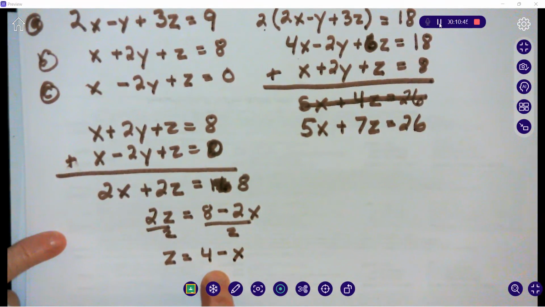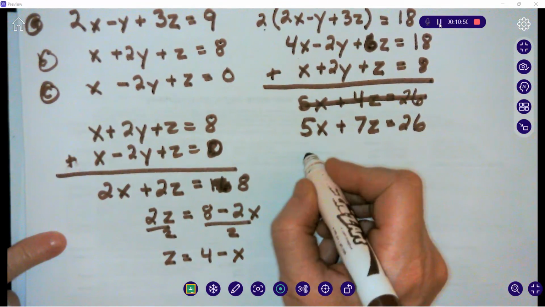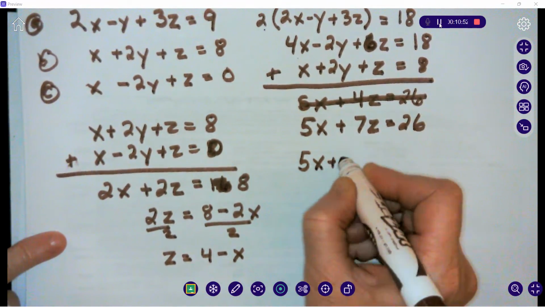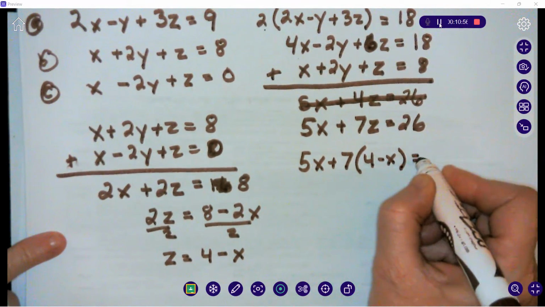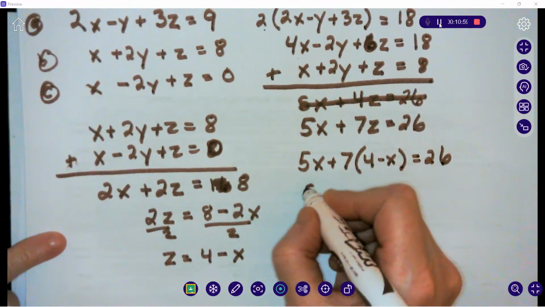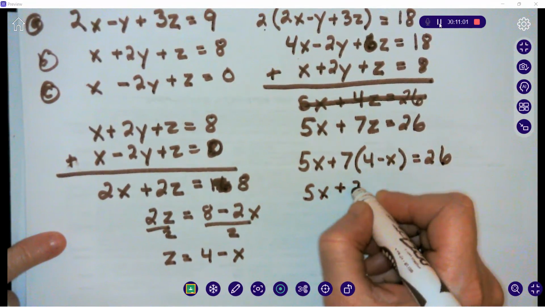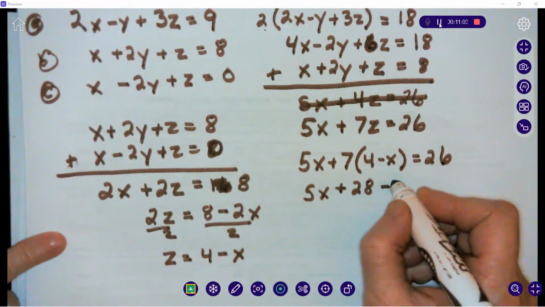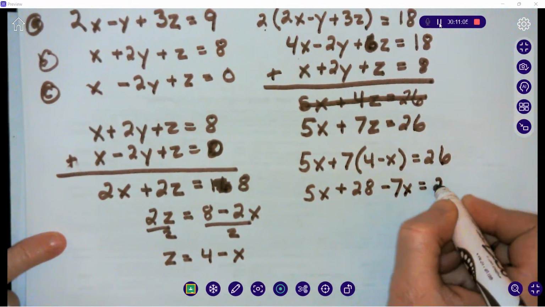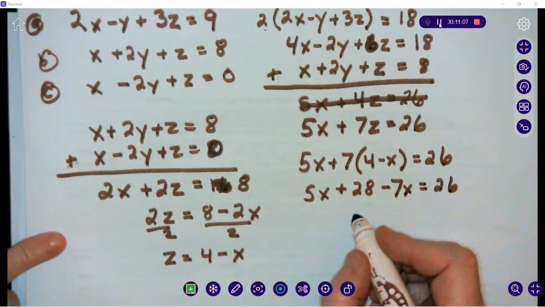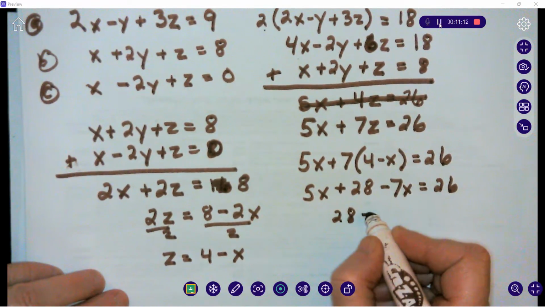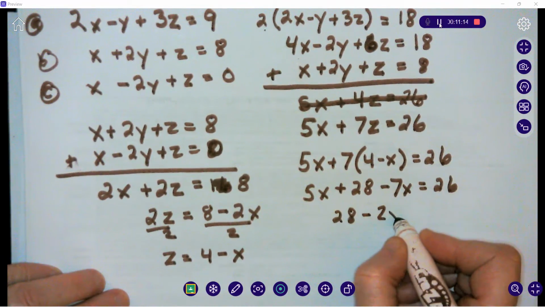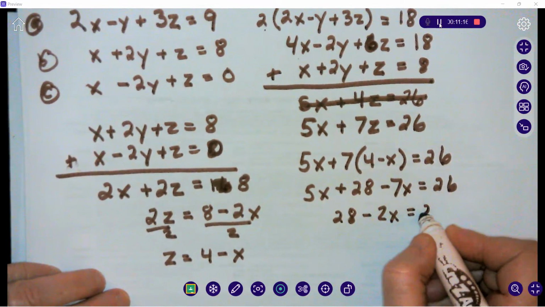Now that I have that, I can just put 4 minus x in for z over here. So I have 5x plus 7 times 4 minus x equals 26. Using the distributive property gives me 28 minus 7x equals 26. And this side is 28 plus a negative 2x, or a minus 2x, equals 26.